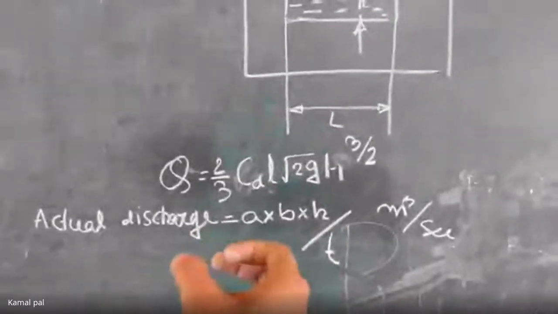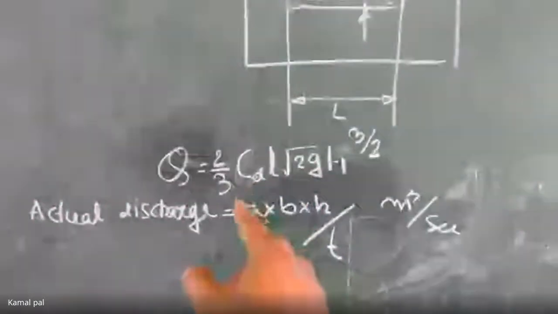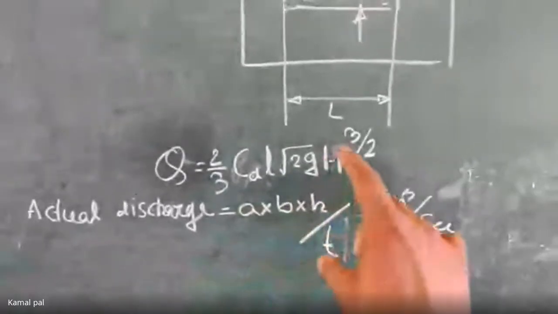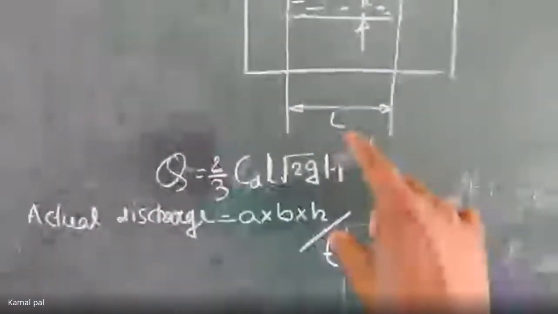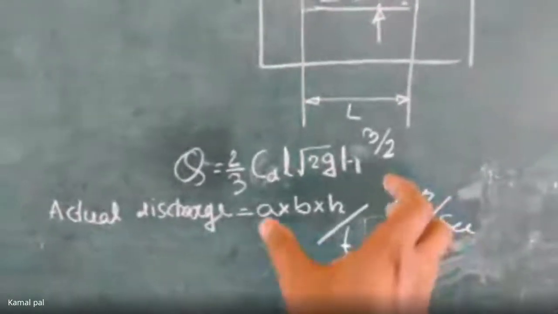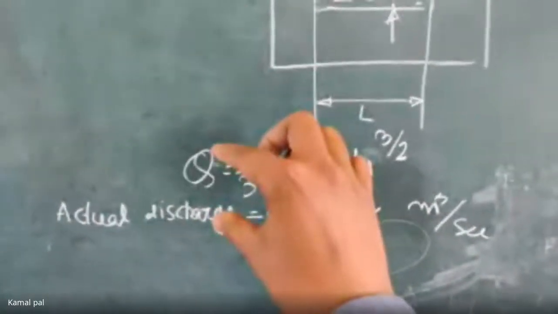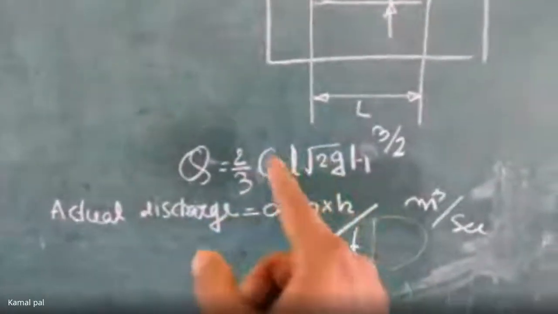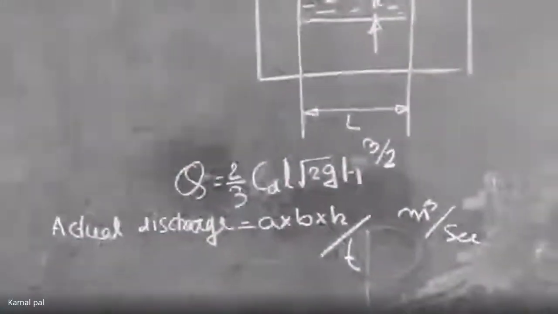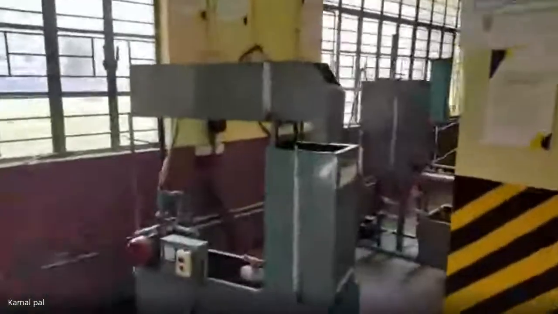Next we find the actual discharge using the measuring tank. As we told, A into h, that is the area times the height, which rises during the time of t seconds. From that you can find the actual discharge, and after that we equate these two and find the coefficient of discharge of the rectangular notch. So we start our experiment now.